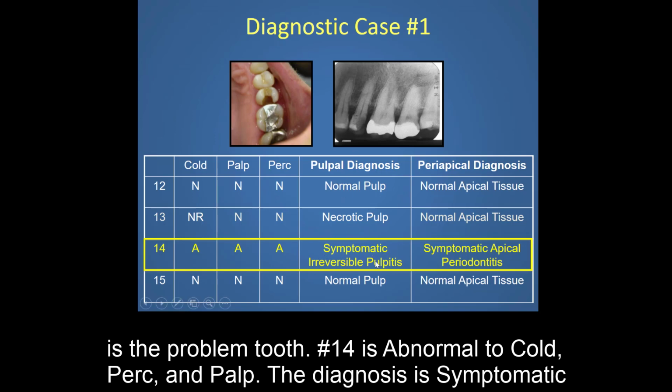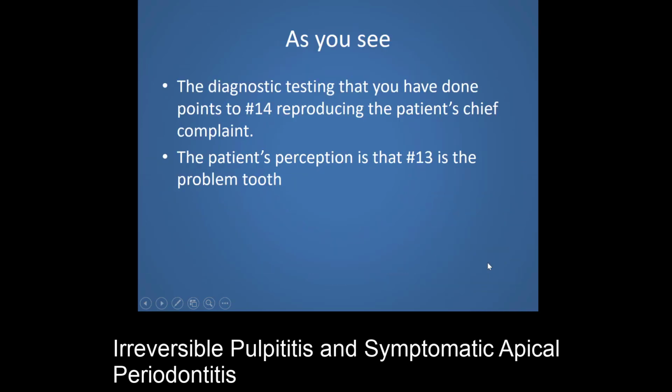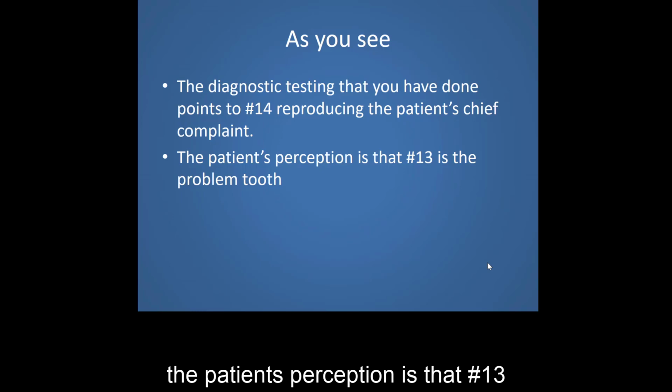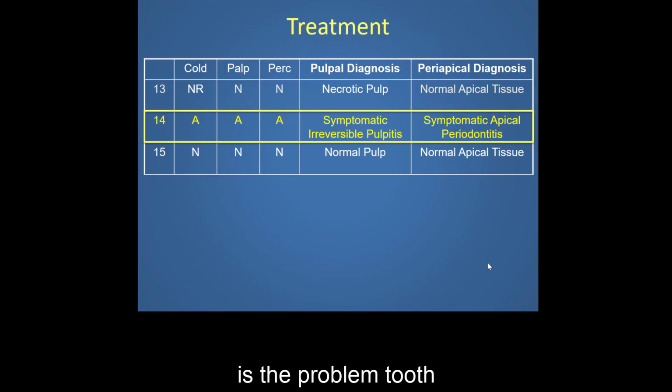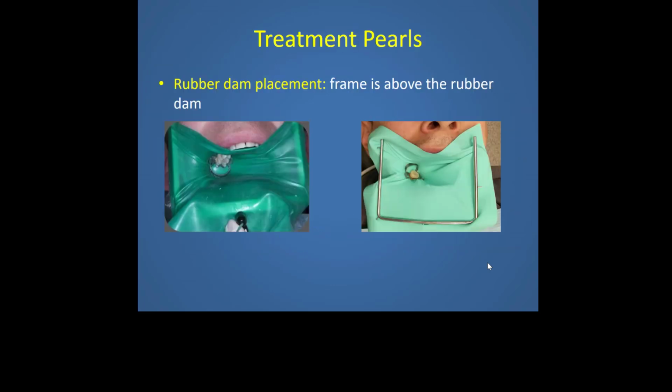The diagnosis is symptomatic irreversible pulpitis and symptomatic apical periodontitis. As you see, the diagnostic testing that you have done points to number 14 reproducing the patient's chief complaint. And as you can see, the patient's perception is that number 13 is the problem tooth. The treatment for number 14 is pulpotomy with eugenol cotton pellet. If time permits, pulpectomy with calcium hydroxide application.